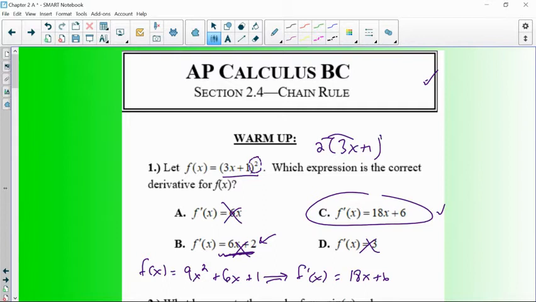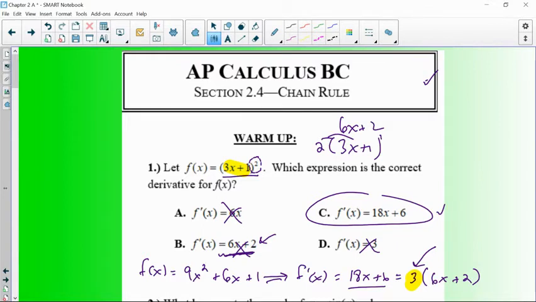Now, that 18x + 6 compared to 6x + 2 is actually 3 times greater. And that's not a coincidence, okay? The fact that it's 3 times greater has everything to do with the fact that inside that set of parentheses is 3x + 1. And guess what the derivative of 3x + 1 is? Well, hopefully there is no guessing. You should know it. It's 3. Okay, and so that's the idea of this chain rule.